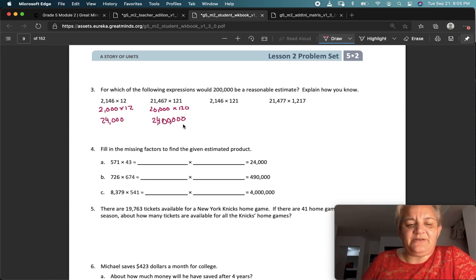Somebody asked me today, how do you know where the commas go? Start on the right, count 3, and then a comma, then a 3 and a comma. Okay, never start on the left.